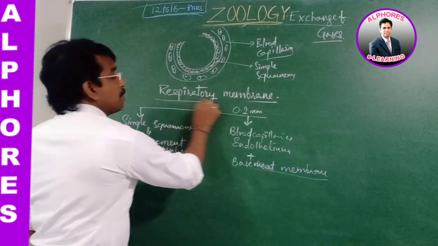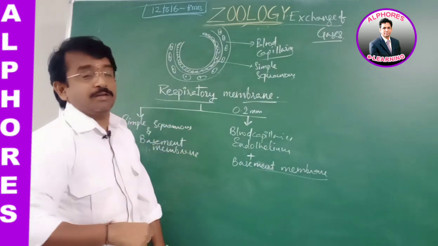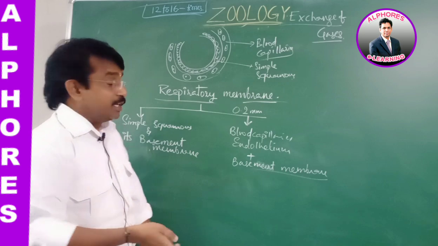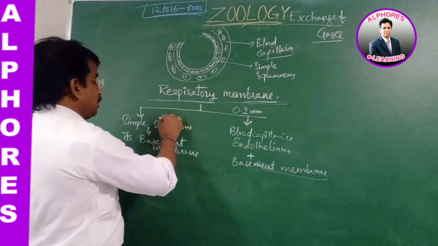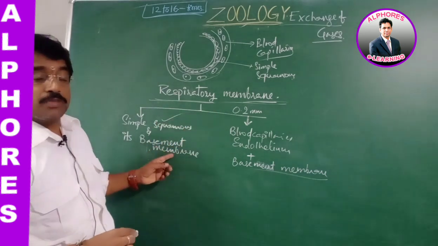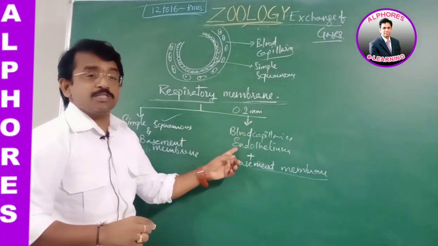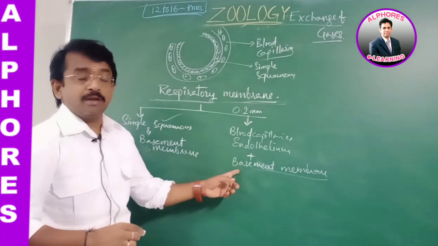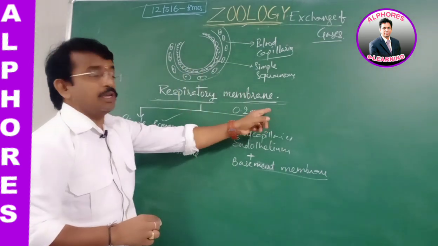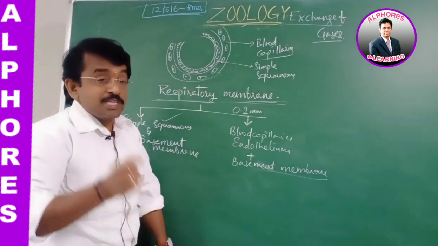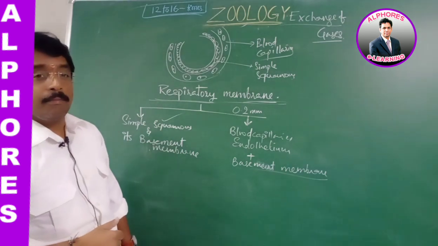So, the respiratory membrane is thin. The thinner it is, the easier the diffusion. Generally, the respiratory membrane is the combination of simple squamous epithelium and its basement membrane, and blood capillaries whose simple squamous epithelium is endothelium and basement membrane. It forms the respiratory membrane, about 0.2 millimeter thick. Since it is very thin, easy exchange of gases takes place.